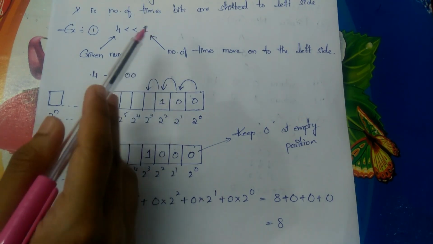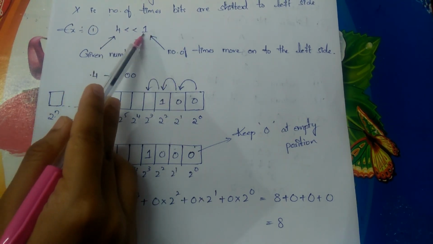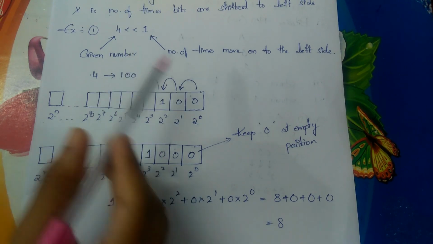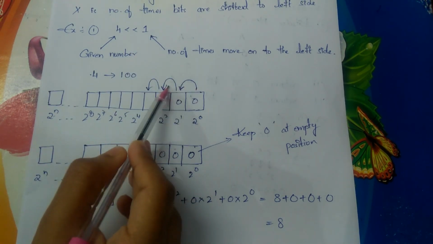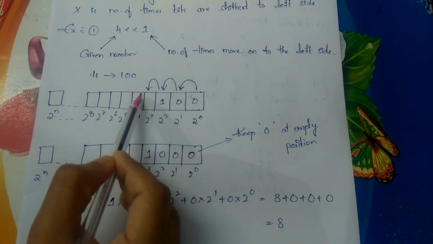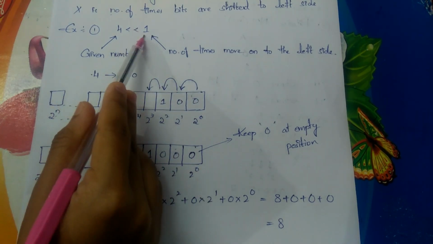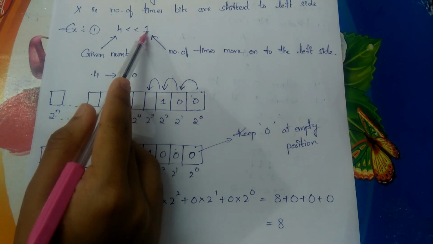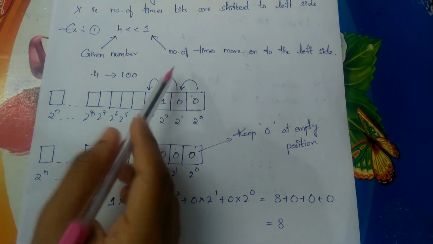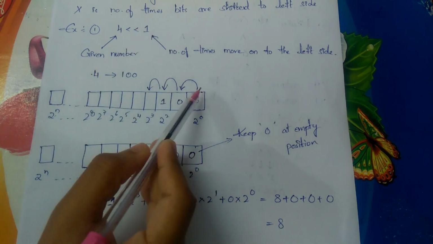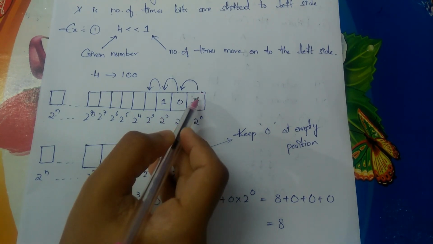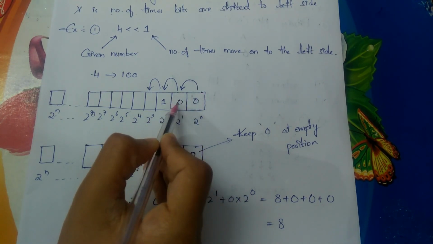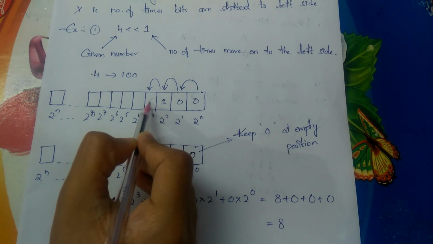Now 4 left shift operator 1. This left shift operator is used to shift the bits onto the left side. This 1 is the number of times the bits are shifted to the left side. So here it is 1, so only one time we have to move. First let's move it one place. Now this 0 is shifted here, this 0 is shifted here and this 1 is shifted here.